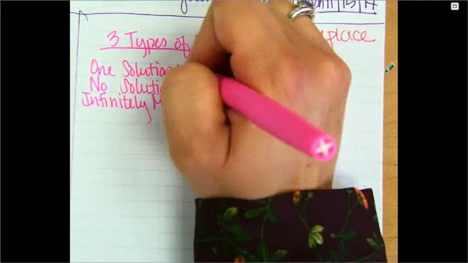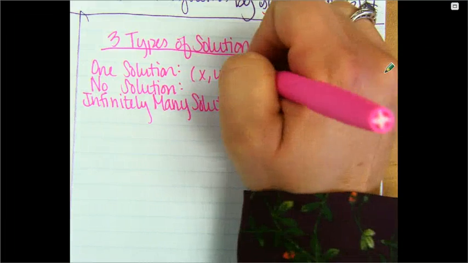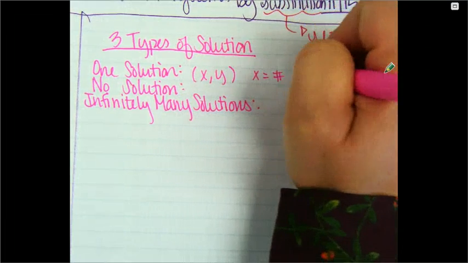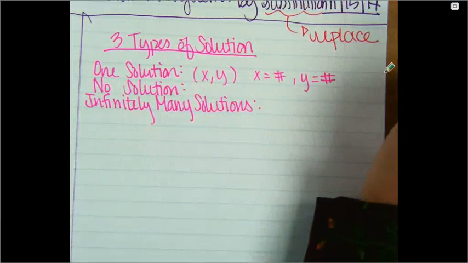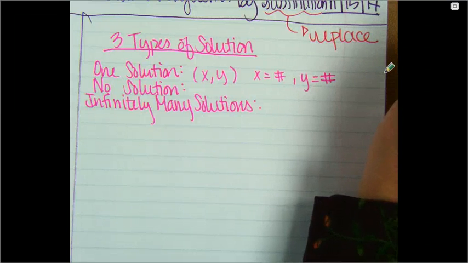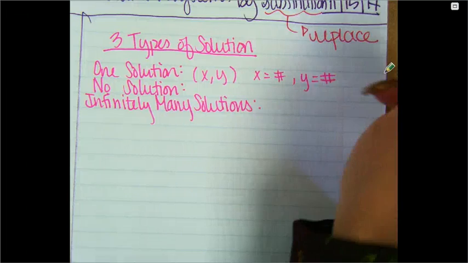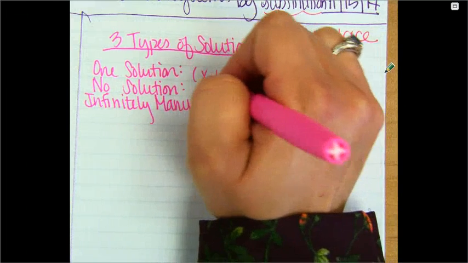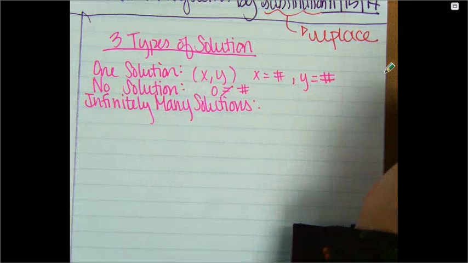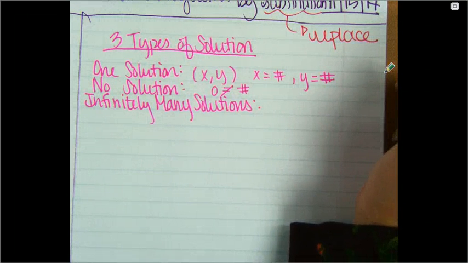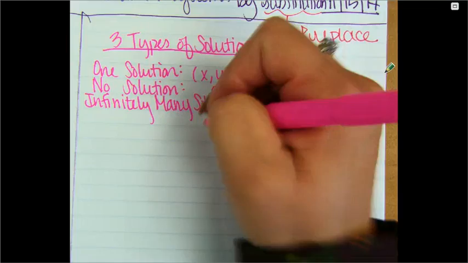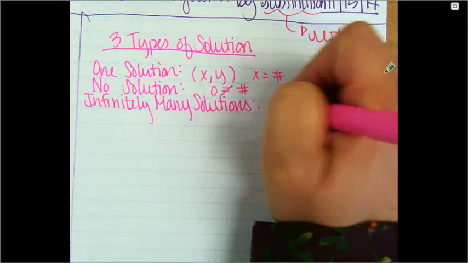One solution is when you get an ordered pair, right? So x is a number and so is y. No solution is when a number is equal to usually what? It's like 0, or it doesn't make sense, right? Infinitely many is when you get 0 equals 0.